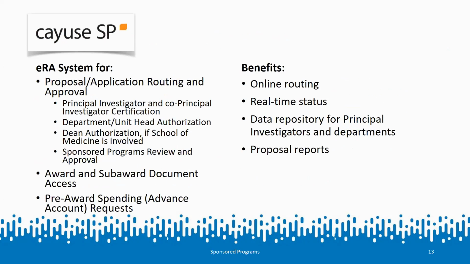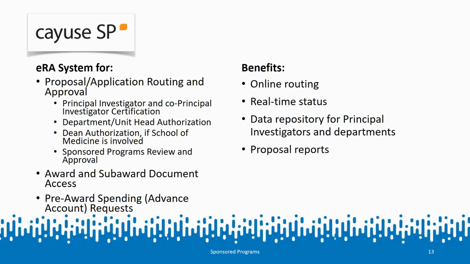All right, so SP, we know proposal, application, routing, and approval process. The PI and all co-PIs must certify. Department or unit heads authorize for all of those added to that tab. If School of Medicine is involved, the dean authorization is also required. I think maybe that's the only one. I don't know if VetMed does or not, but School of Medicine definitely does. And then, of course, we do our review and approval in there.